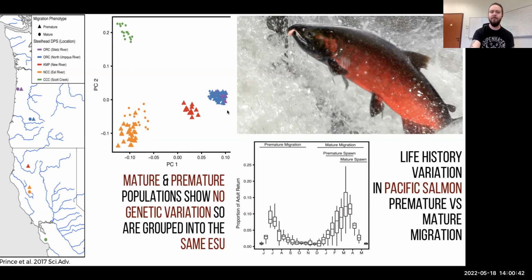And when you look at genetic diversity, they're not really different from each other. So these two life history variants, overall genetic diversity is very similar. As you can see, mature and premature migrants from this orange area are genetically very similar to each other, and they're very distant from, for example, mature and premature from the blue area. So this means that this variant is not really closer.